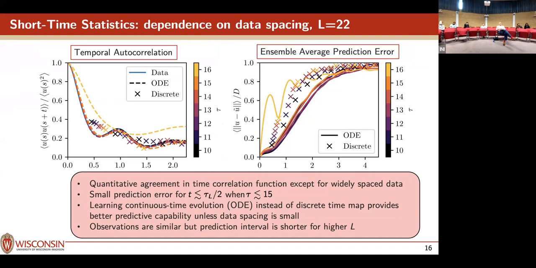So we can look at the time correlation function for this data. The blue curve is the data, and actually this is normalized in terms of Lyapunov times. The x's are the discrete model with data spacing given by the color. The smooth dashed lines are the ODE model. And so actually, if the data is spaced 16 time units apart, which is nearly a Lyapunov time, we don't do very well. But once we move down, the time correlation function is quite good.